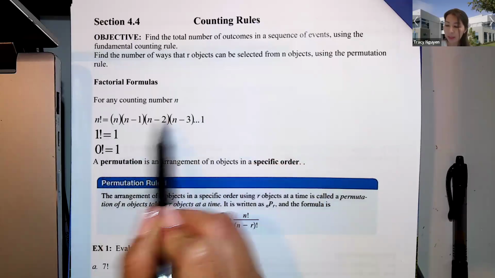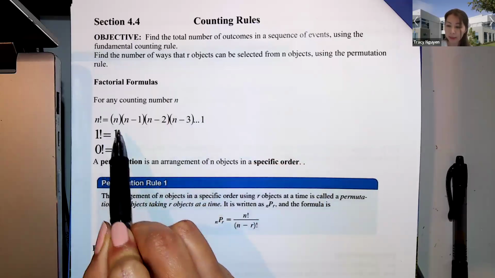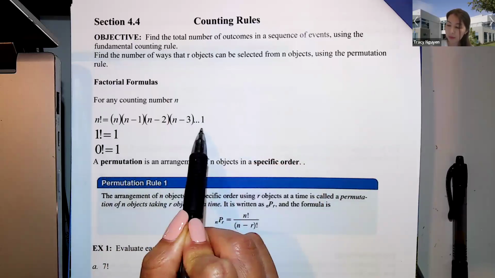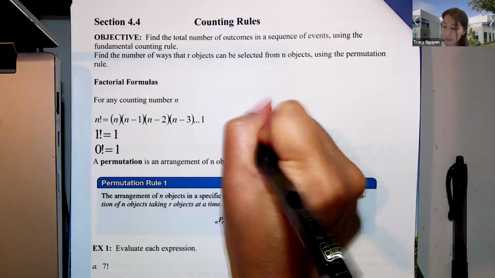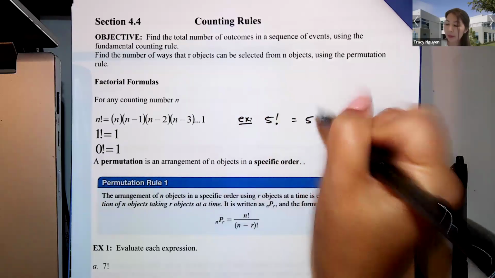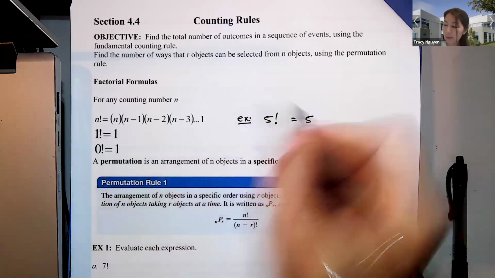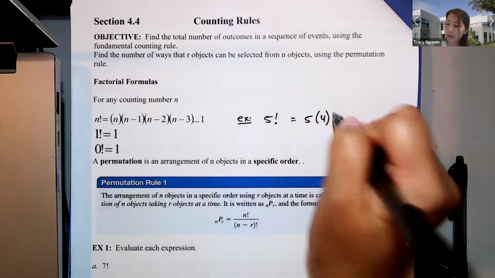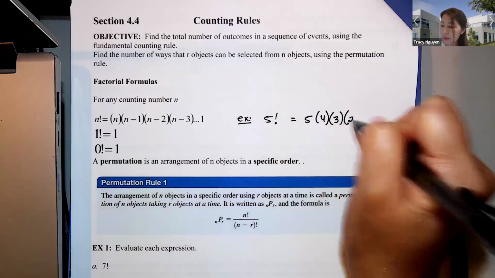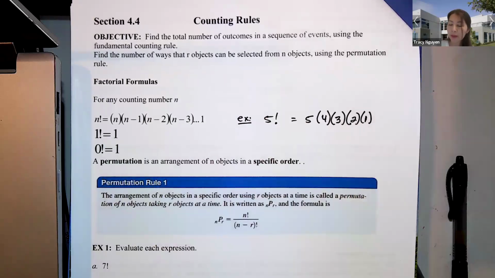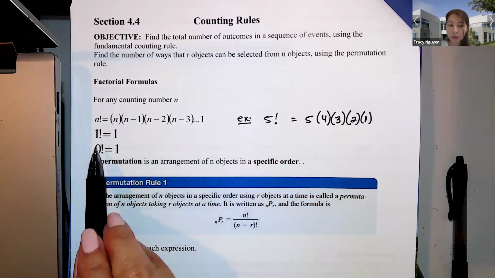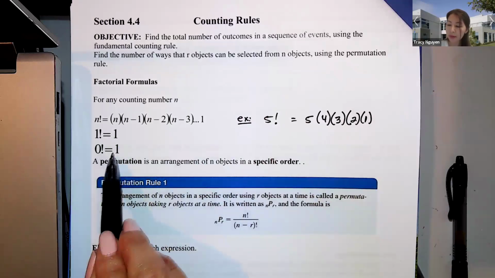For any counting number n, n factorial means you take n times n minus 1 times n minus 2 times n minus 3 all the way down to 1. For example, if you have 5 factorial, meaning n is 5, then you do n minus 1, which is 5 minus 1, you have 4, n minus 2, which is 5 minus 2, you have 3. Keep subtracting 1 until you get all the way to 1. So this is what I mean by n factorial. By definition, 1 factorial is 1, and 0 factorial is also 1.